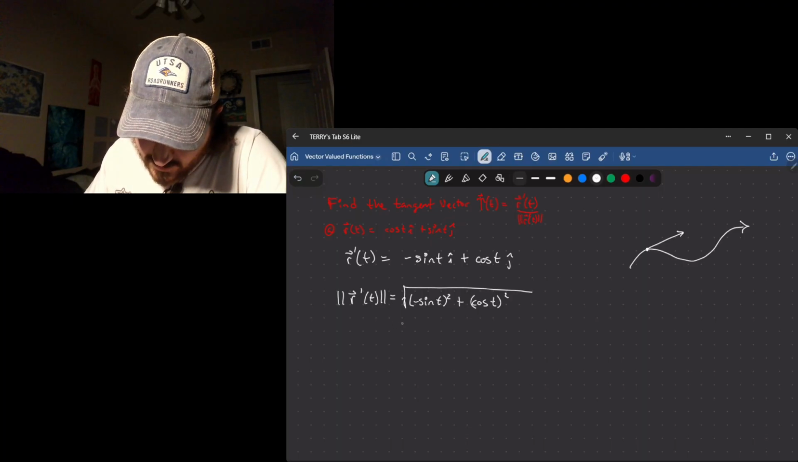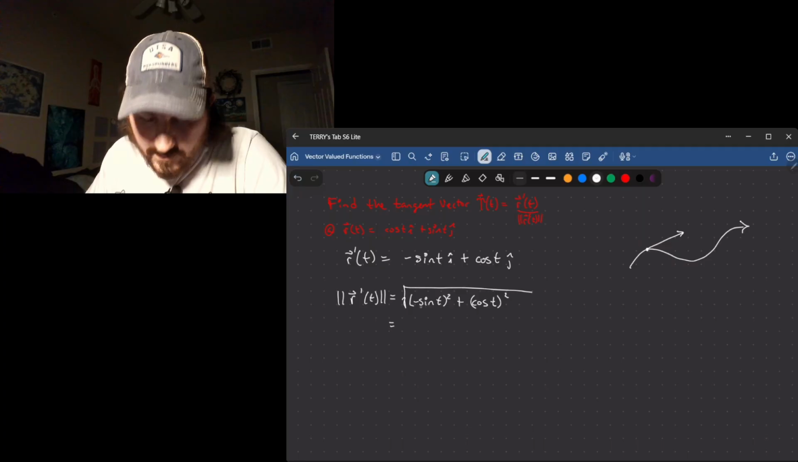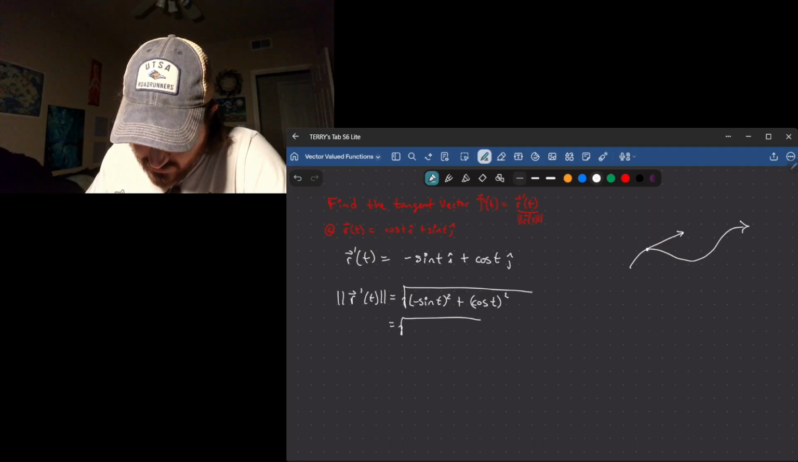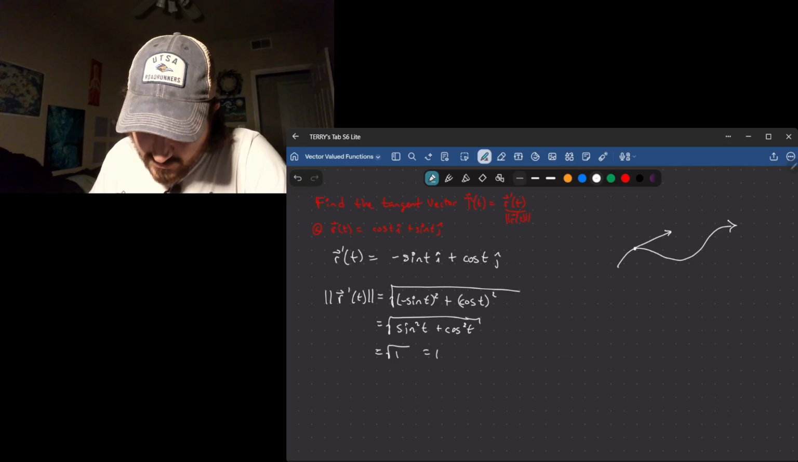Okay, so when I take all of this and put it together, I'm going to get the square root of sine squared of t plus cosine squared of t, which hopefully looks super familiar for everybody, because then we'll notice we just have the square root of 1, which is 1. So in this case, our magnitude is just 1. So this one's not too crazy.